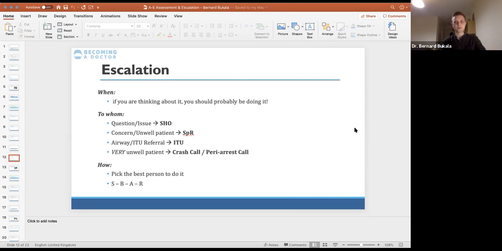Very similarly, if you're referring somebody to cardiology and somebody has a problem with their heart that you don't understand, or you want them to go to the cardiology ward, you call the cardiologist. So very similarly is the thing with ITU. Now if your patient is very unwell and unstable or deteriorating rapidly, you need to put out a call. You put out a crash call if somebody is in actual cardiac arrest, unresponsive, not breathing, or a peri-arrest call if they're very unstable and deteriorating quickly.